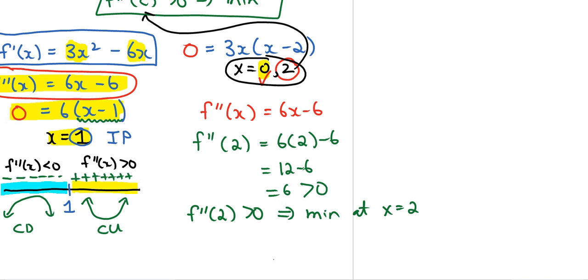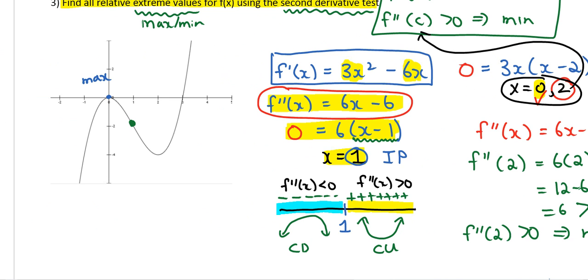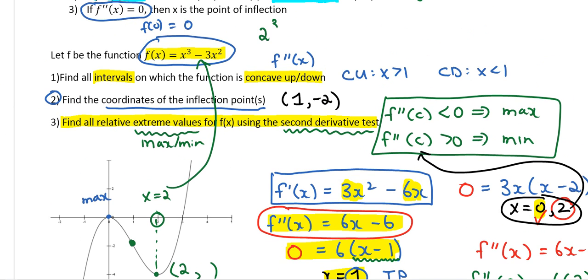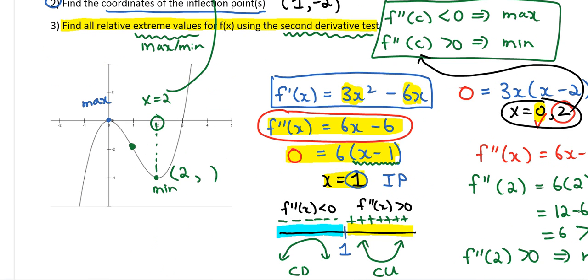Okay, and if I go back to my graph now, here's my value of x equals 2. If I actually go all the way down, I do indeed have a minimum value. And if I want to find the exact coordinates of my minimum, I would plug the value of 2 back into my original function. It's 2 cubed minus 3 times 2 squared, so that's 8 minus 3 times 4, which is negative 4. Okay, so this has a value of negative 4.